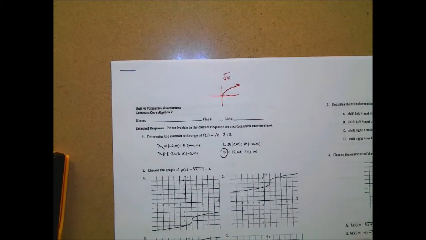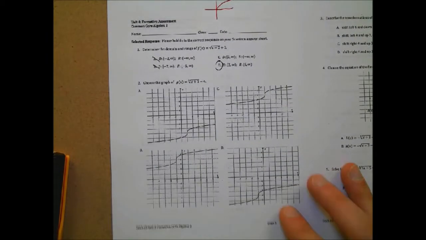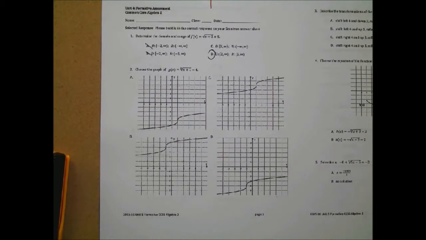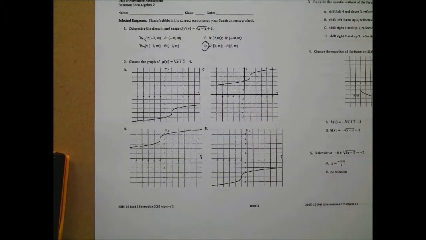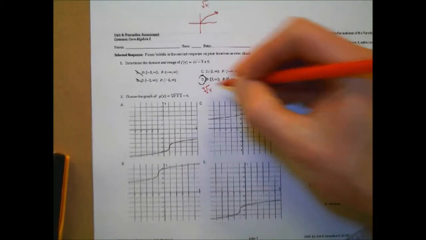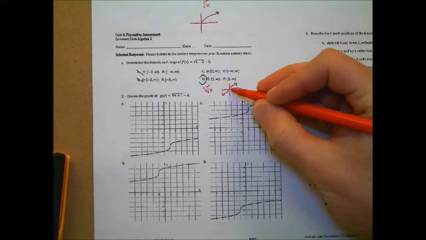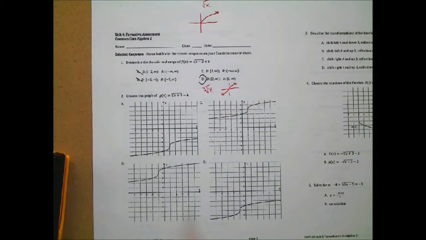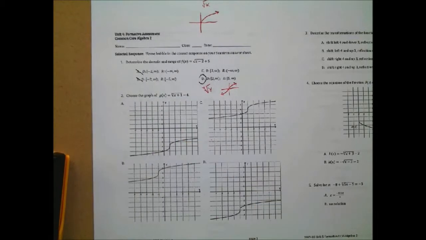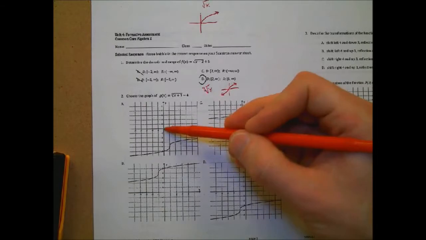All right, number 2. Choose the graph of the cube root of x plus 1 minus 4. So again, what's the obvious strategy to use here? Graph it in your graphing calculator and just match it up, right? But again, look at your transformations. The graph of the cube root of x looks like this, with that center point going through 0, 0. What kind of transformations are we going to have? Left 1, down 4. So imagine starting at 0, 0 and going left 1 and down 4.